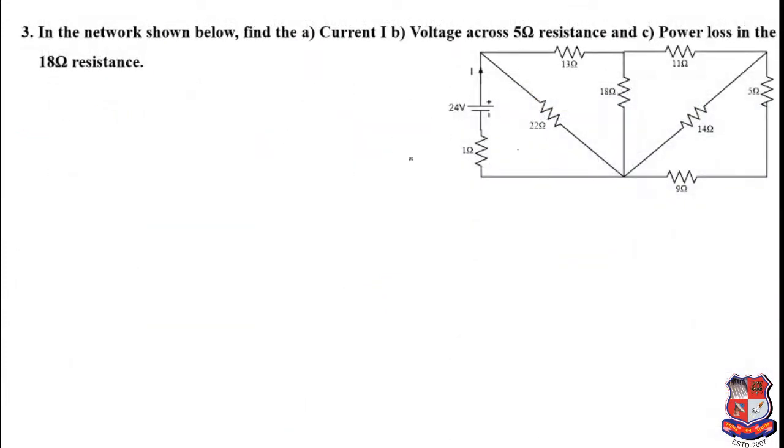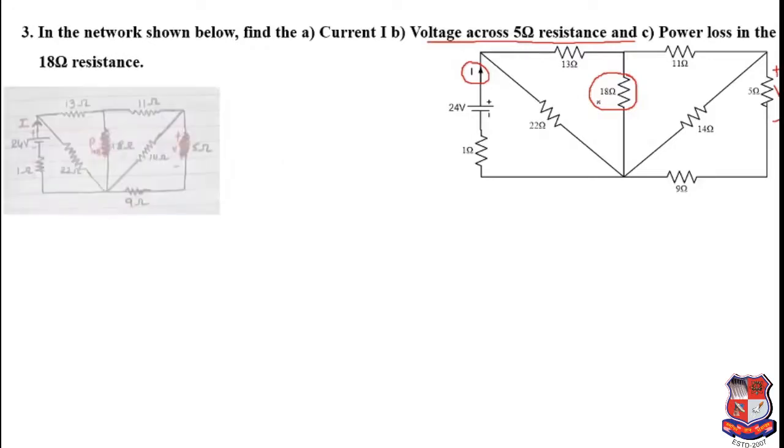Now next equation, next circuit, you can see we need to find three unknown values. First is this current I. Okay. Second is voltage across 5 ohm resistance. So we need to find voltage across this 5 ohms resistance. And second is power loss in 18 ohms. So we need to find the power loss in this 18 ohm resistance. So we need to find current also in this 18 ohms. So let us begin. So I have marked the unknown quantities by red color over here. Okay, so let us begin.